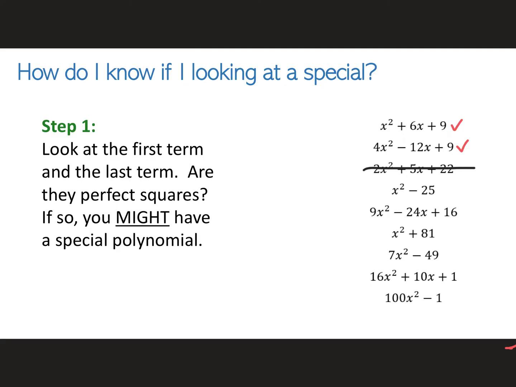All right, let's look at the next one. X squared, yep. 25, yep. 9x squared, yes. 16, yes. X squared, yes. 81, yes. Not this one. Even if I divided both of those terms by 7, I'd have an x squared, but then the 49 would be a 7, so that is a no. That is not going to be a special at all. All right, 16x squared, yep. 1, yep. 100, yep. 1, yep. Now, I'm not saying that all of these are going to be specials, but they've at least met step 1.